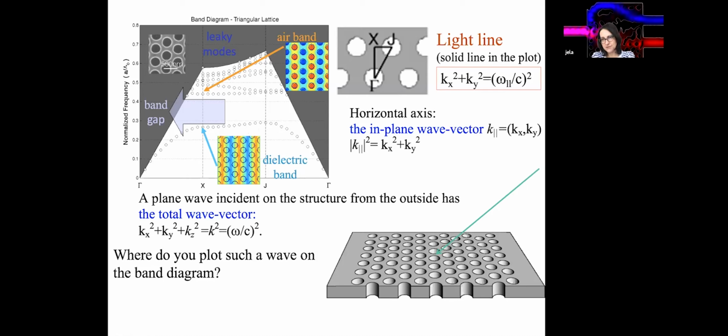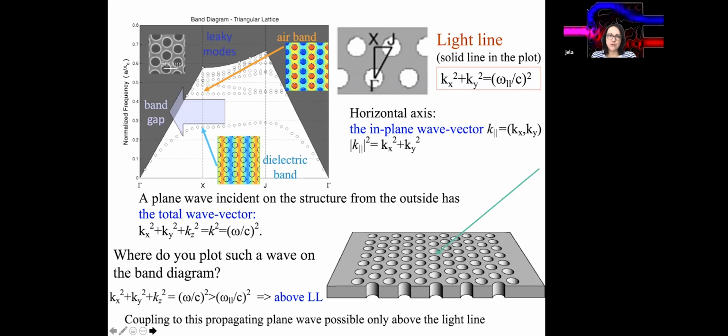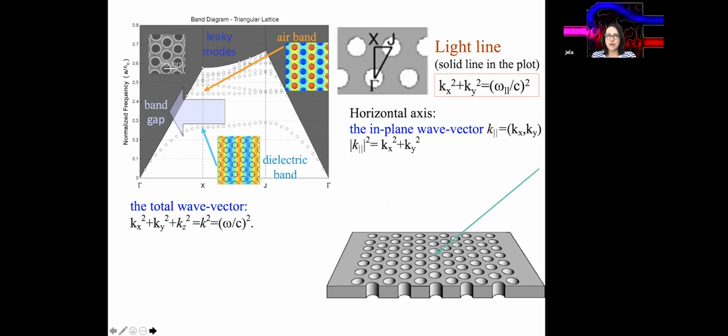Does that make sense? When we talked about total internal reflection, you know that something confined by total internal reflection has exponential decay vertically. Exponential decay means imaginary kz, so that means you're below the light line. This is, of course, for guided resonances. We'll talk more about resonators later on.